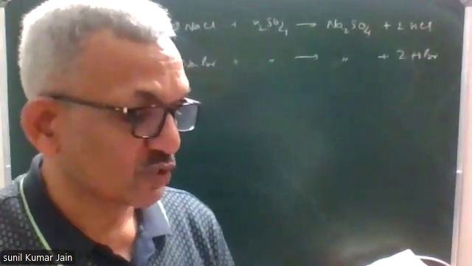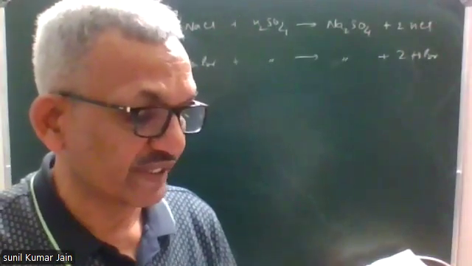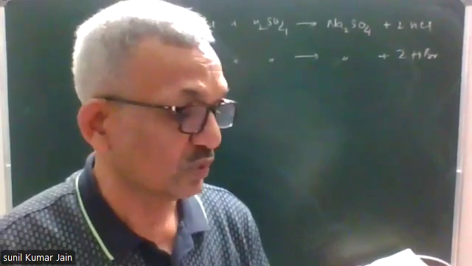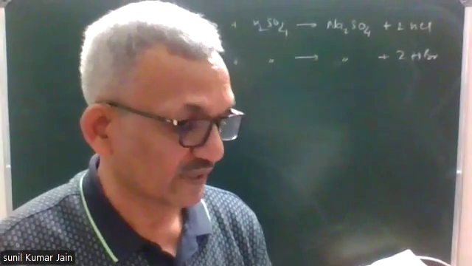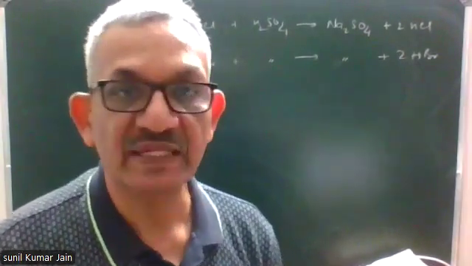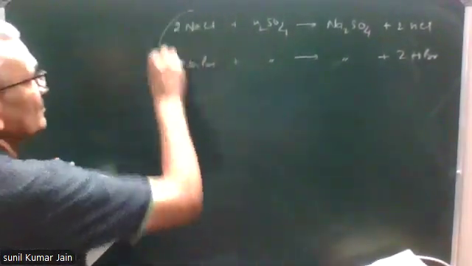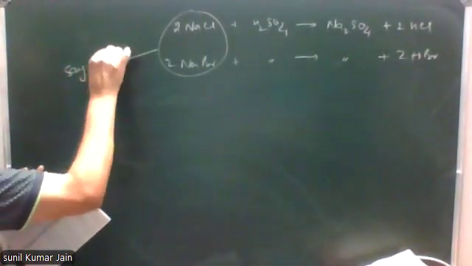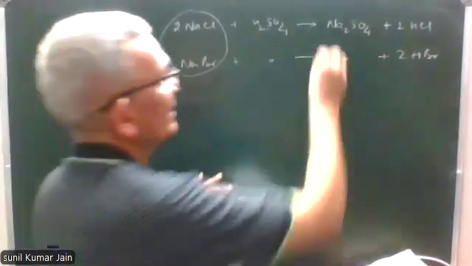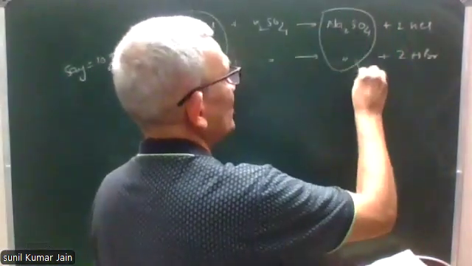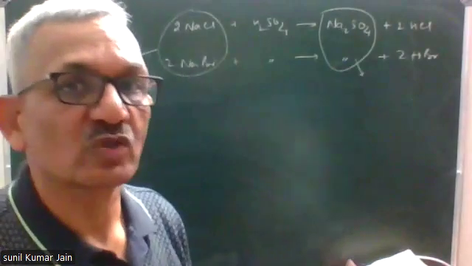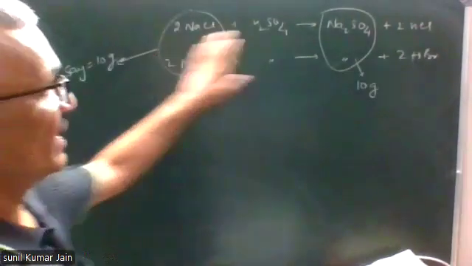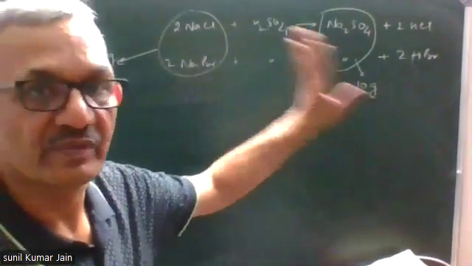Numerical: when a mixture of sodium chloride and sodium bromide was heated with sulfuric acid, the amount of sodium sulfate formed was equal to the amount of mixture started with. Calculate the percentage of NaCl in the mixture. Let us see, this is a 10 gram mixture. It means the total weight of sodium sulfate formed will also be equal to 10 grams. If you start with 100 grams, this will be 100 grams, right?